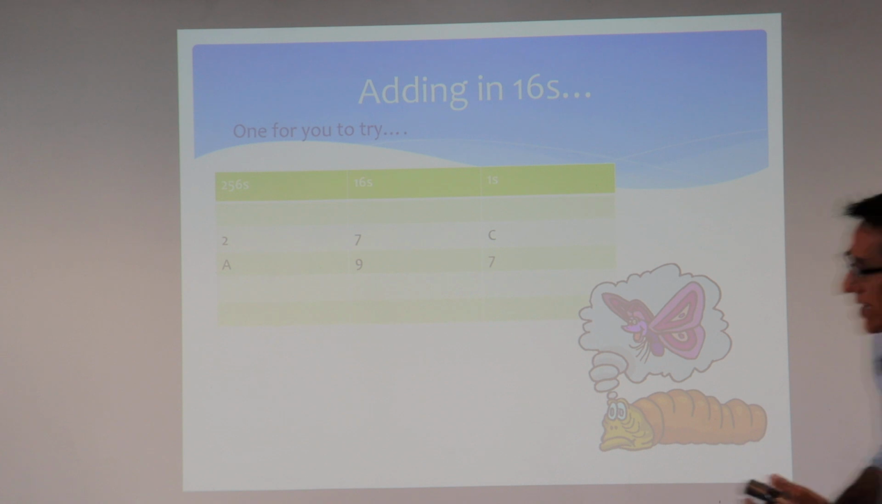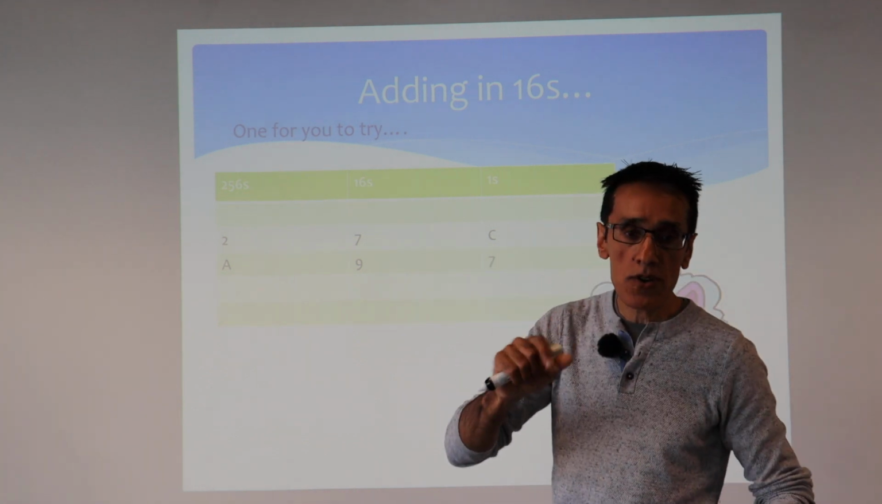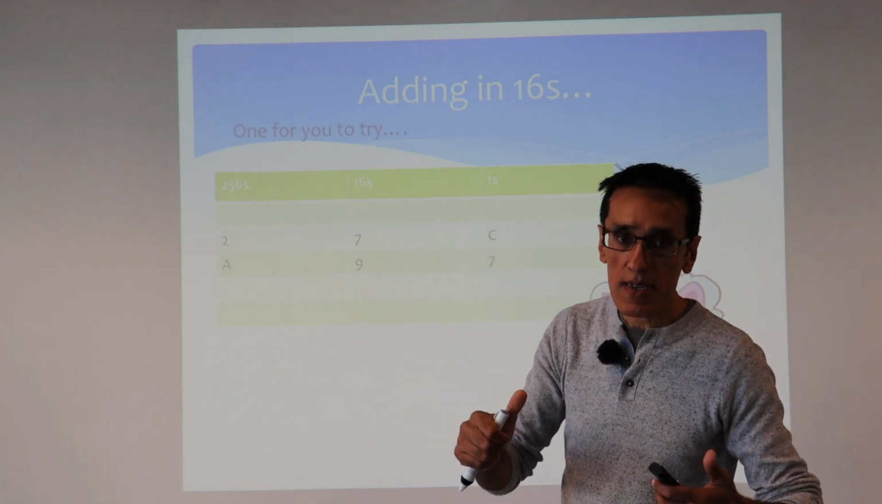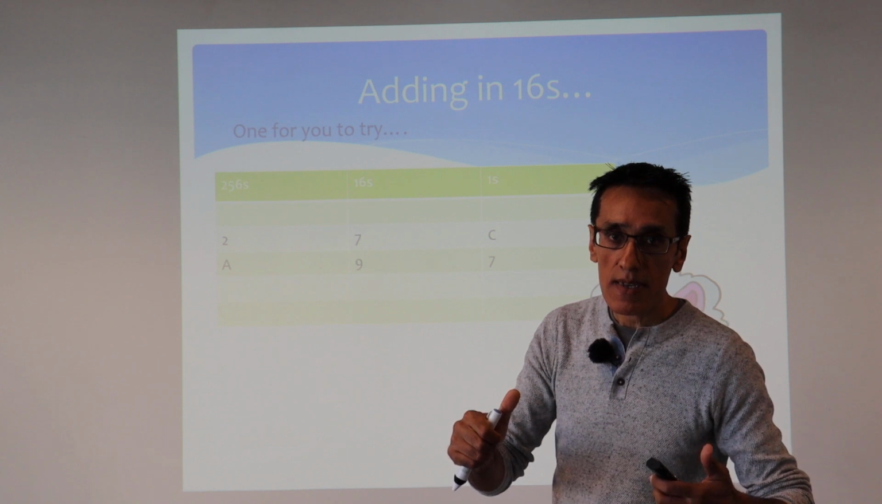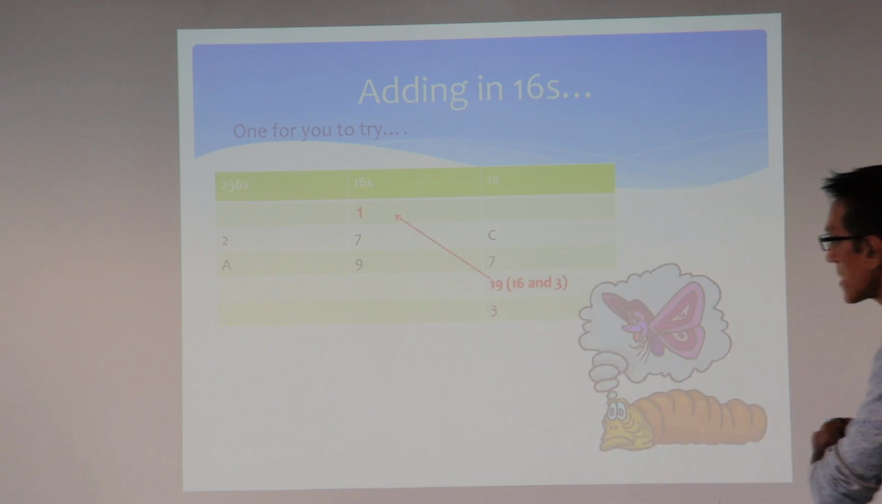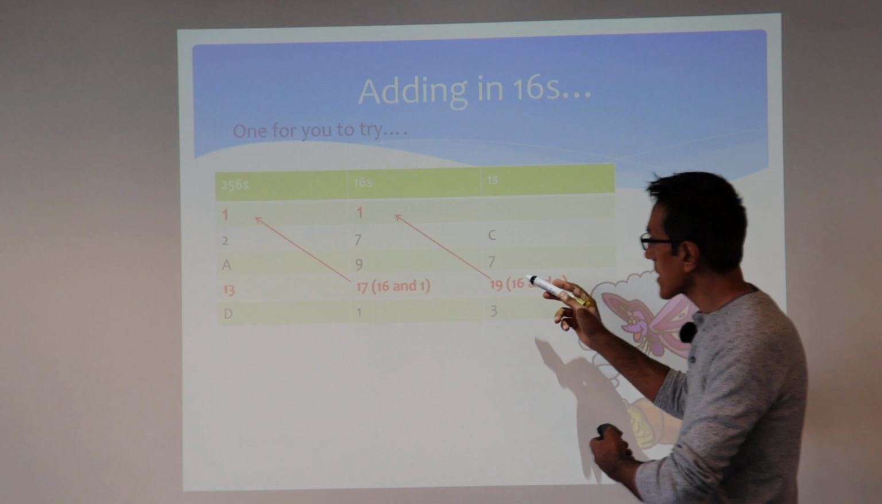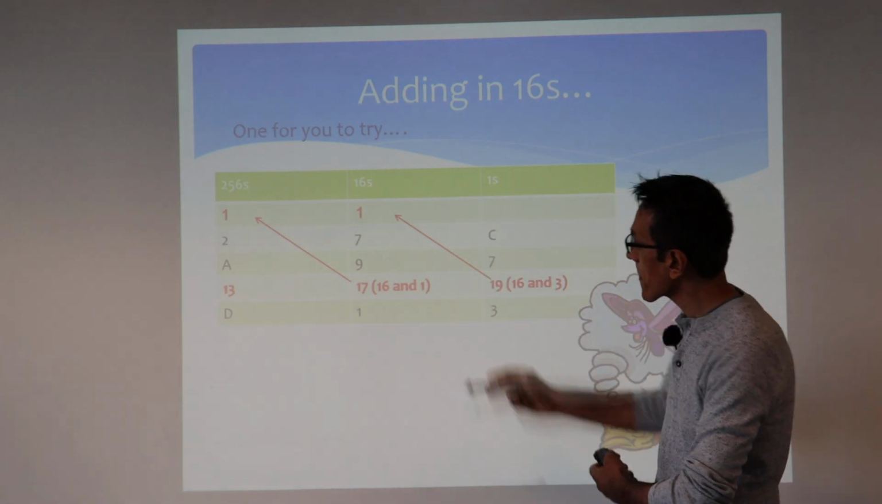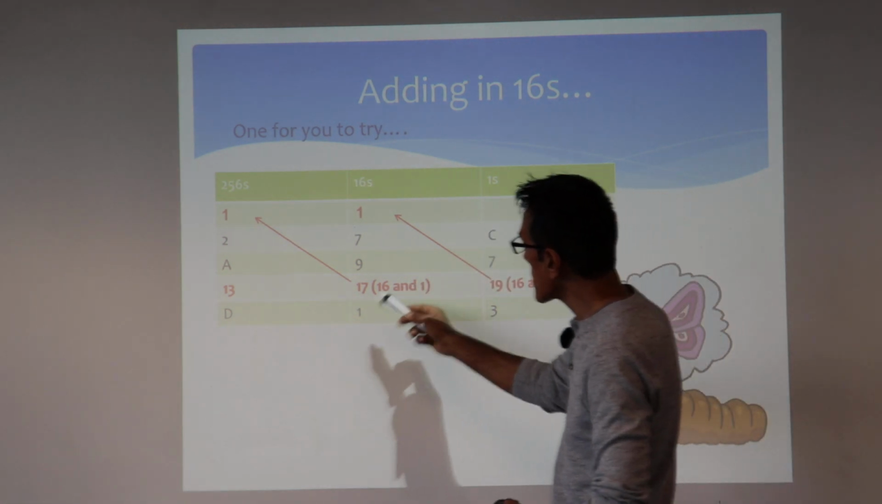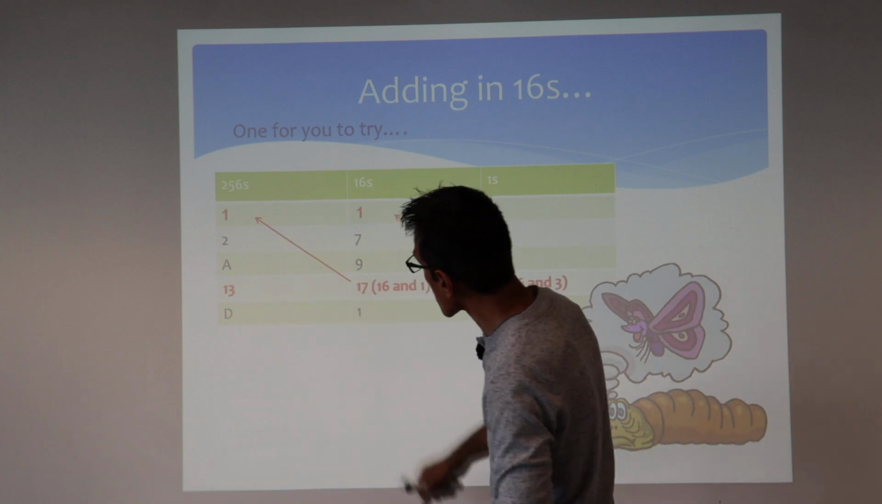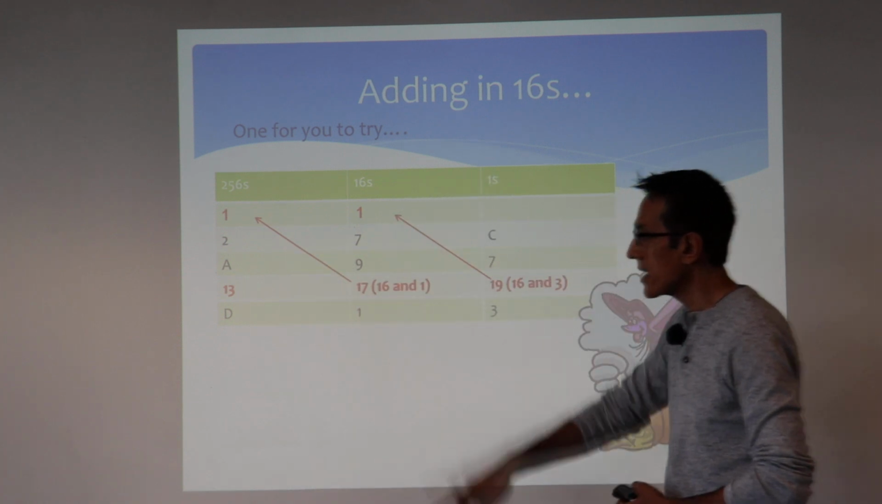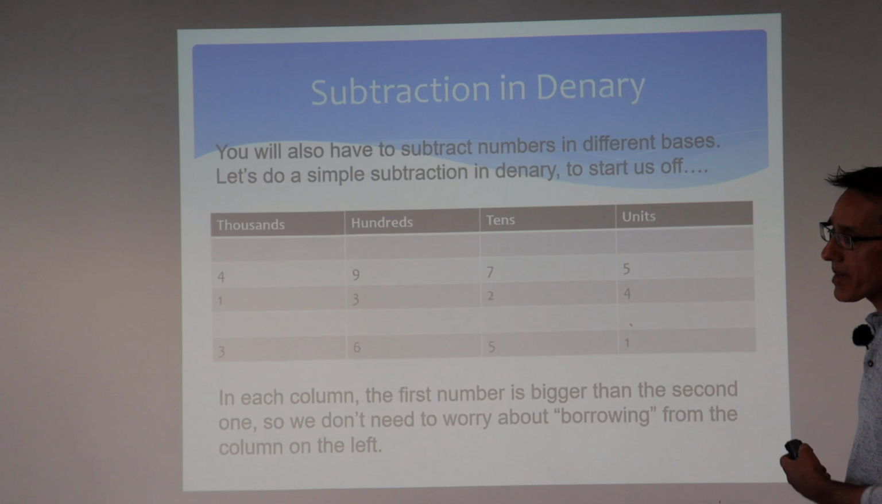Here's one for you to try. Pause the video, go away, try this. Welcome back. What you should have is D13. 16 plus 3, 16 and a 1. Move the 16 across, leave the 1 behind. 13 is represented by a D.